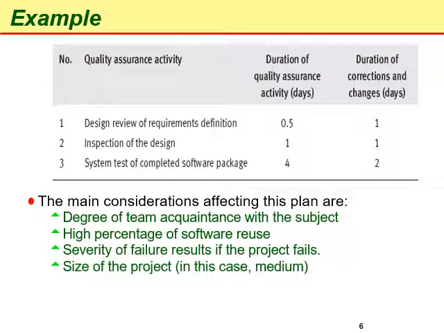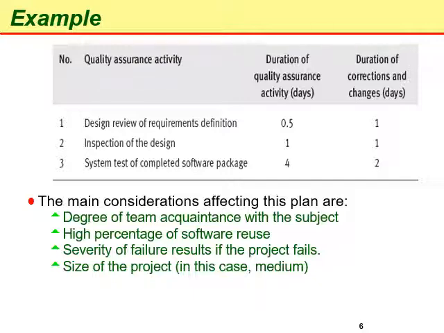So we see three quality assurance activities being performed here. The first one is design review of requirements definition. The second one is inspection of the design, and the third one is system test of completed software package. We also see the duration of a quality assurance activity in number of days, and the duration of corrections and changes, also in number of days.